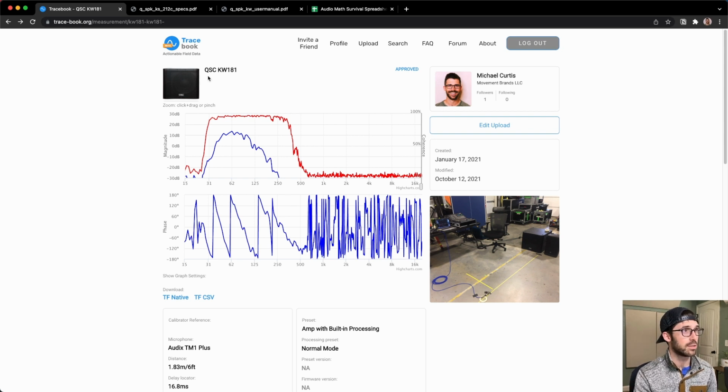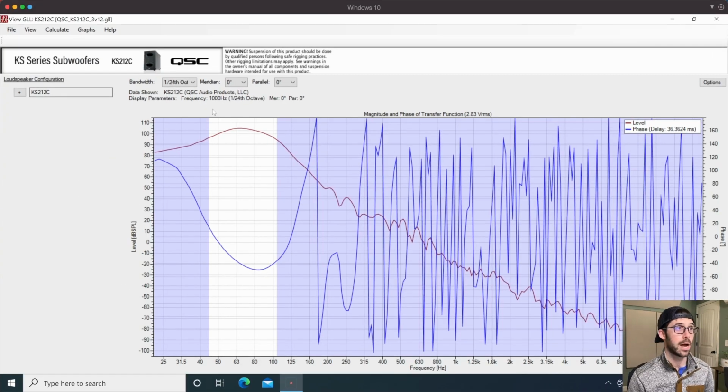I uploaded the QSC KW181 trace. So it's here, and I've used it to see if it can marry with other different types of tops. Unfortunately, there is not in this library a KS118, and there is also not a public GLL file from QSC. So a GLL file, you can pull up in GLL Viewer and look at the manufacturer's phase and magnitude response in a really, really nice controlled environment as well. So Tracebook is different. That's third-party engineers doing it with their own tools and software and uploading it. This is directly from QSC.